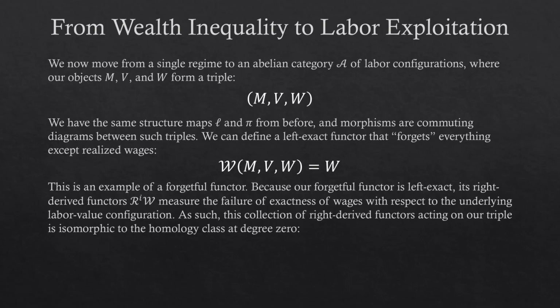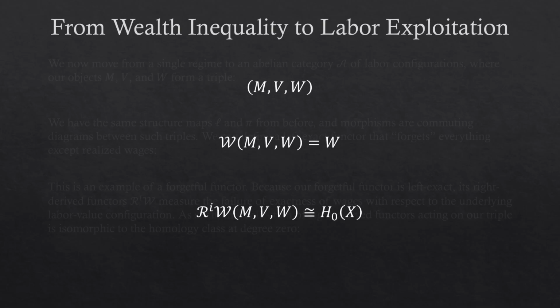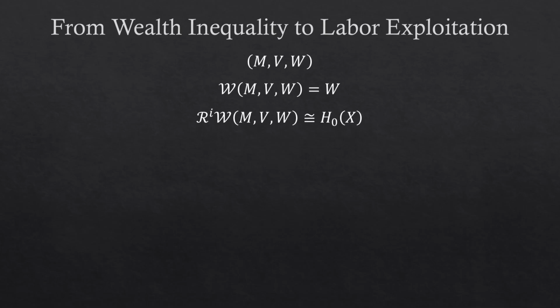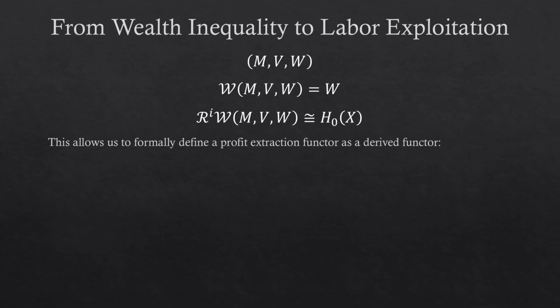Because our forgetful functor is left exact, its right-derived functors measure the failure of exactness of wages with respect to the underlying labor value configuration, and as such, this collection of right-derived functors acting on our triple is isomorphic to the homology class at degree 0. This allows us to formally define a profit extraction functor as a derived functor.